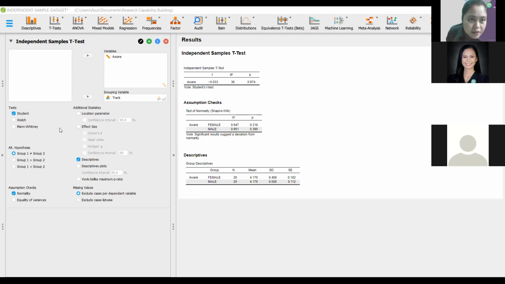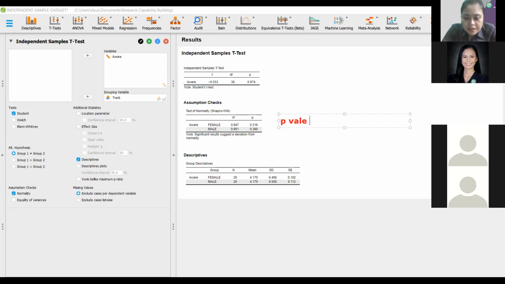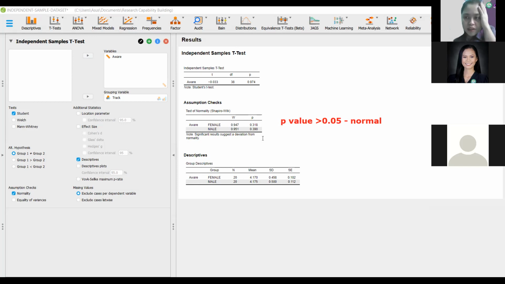Normal. Okay, very good. Sino ito? Marijo. Okay. Ano nga yung ating decision rule here? If the p-value is greater than 0.05, then the data set is normally distributed. So as you can see, 0.318 and 0.390 are both greater than 0.05. So okay na yung first na assumption.